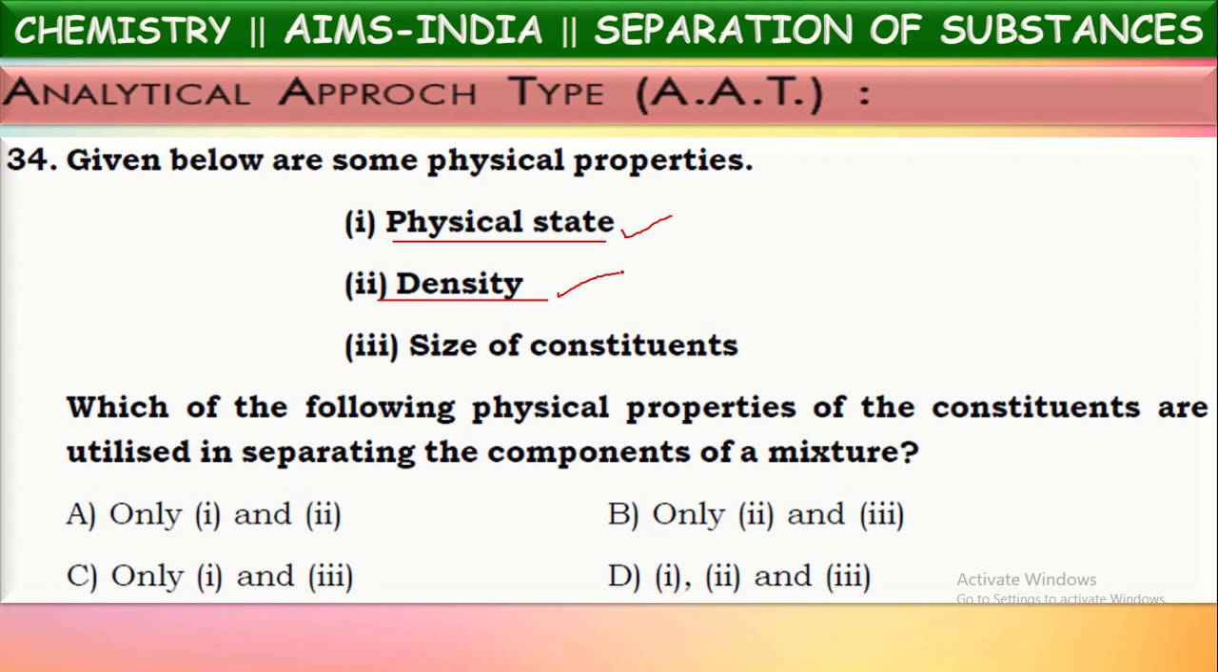Next one, size of the constituents. Yes, this is also utilized. For example, insects and the dust particles present in the flour are separated by using a sieve. There, bigger sized particles will remain in the sieve, and small sized particles of flour will come down and be collected in another container. So there, the size of the constituents property is utilized. In this way, these three properties are used in the separation techniques. What will be the correct answer? Yes, 3. That is the D option, because all 3 are correct properties which are used in the separations.